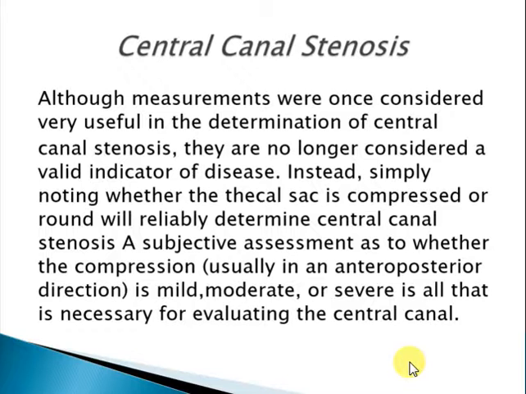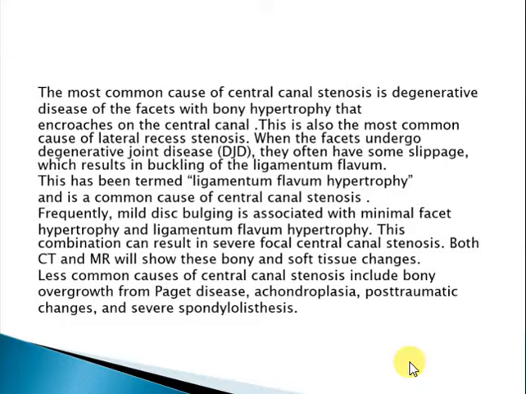the central canal stenosis. So, the most common cause of central canal stenosis is degenerative disease of the facet joints with bony hypertrophy that encroaches on the central canal. The facet joints will undergo degeneration, will form osteophytes, will be hypertrophied, and will narrow the spinal canal, and they are also the most common cause of lateral recess stenosis. When the facet undergoes degenerative joint disease, they often have some slippage. They slip over each other, and this will cause buckling of the ligamentum flavum that we commonly refer to as ligamentum flavum hypertrophy, and this in turn will also result in central canal stenosis.